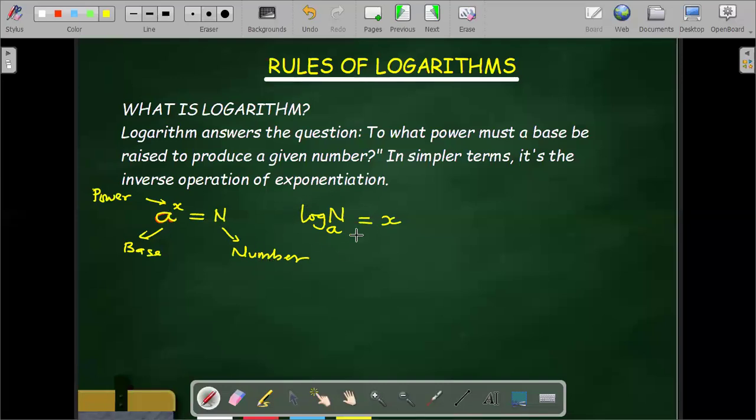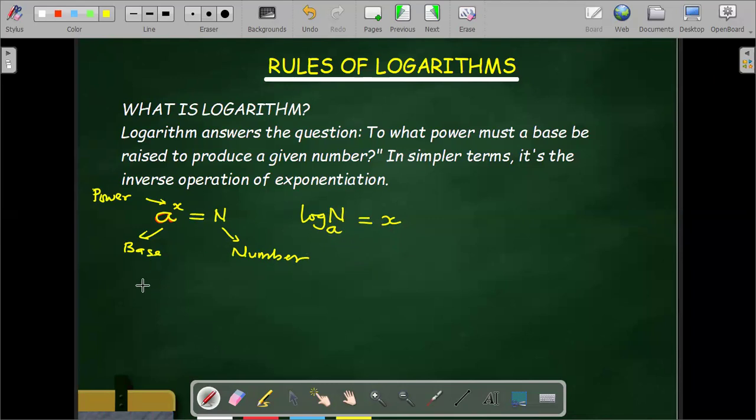So that is where the definition of logarithm comes from. The logarithm of a number is the power to which a base a is raised to give the number. That is, the logarithm of a number n is x if the base of that logarithm is a. So that's the basic idea of what logarithm is.